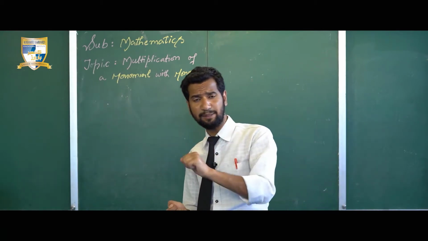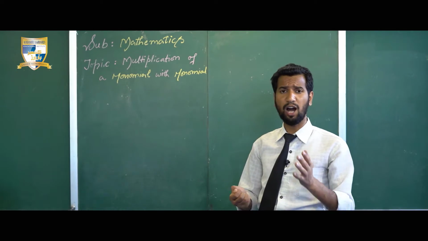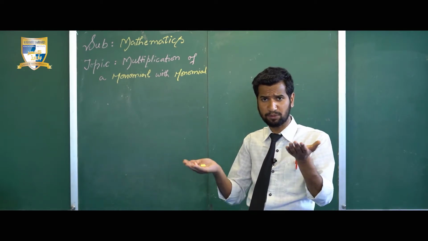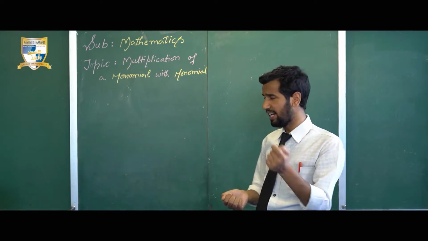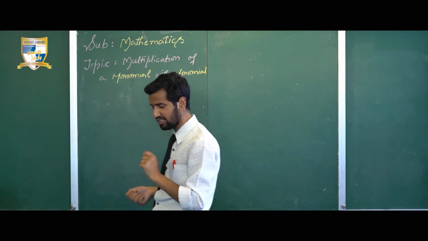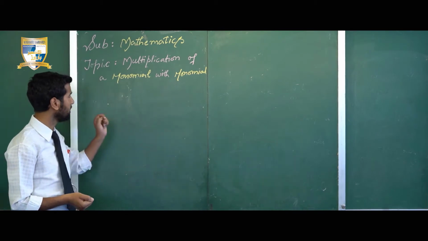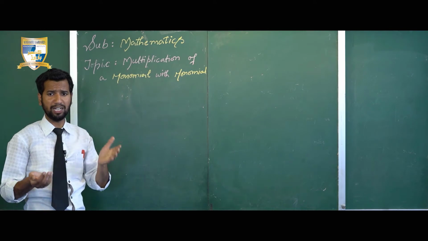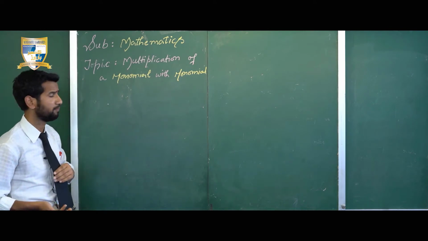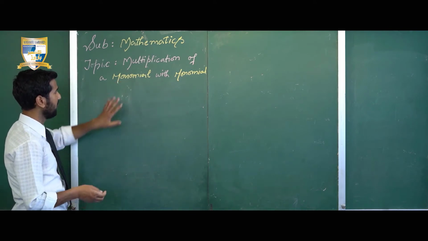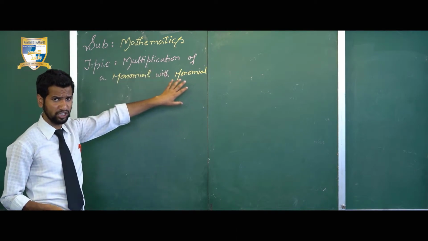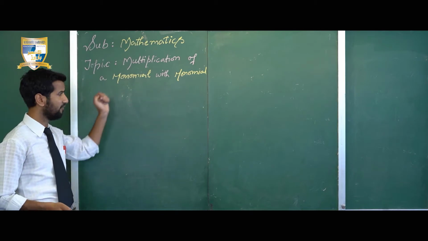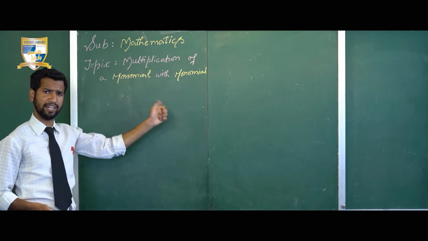Then in exercise 9.1 we learned how to add two polynomials and how to subtract two polynomials. And now in exercise 9.2, last time it was multiplication of a monomial with monomial, how to multiply two monomials. Whenever you multiply two monomials with each other, the coefficient part gets multiplied with the coefficient part and the variable part gets multiplied with the variable part.